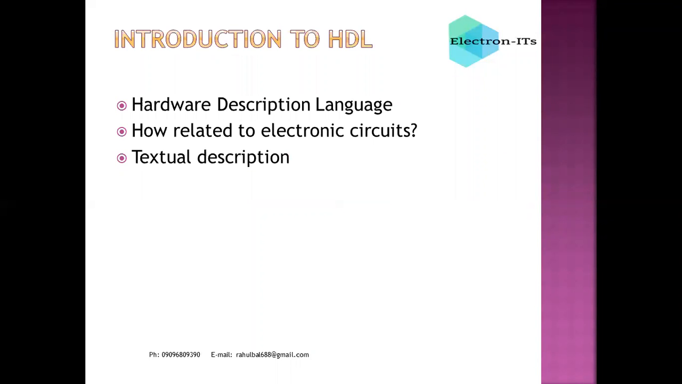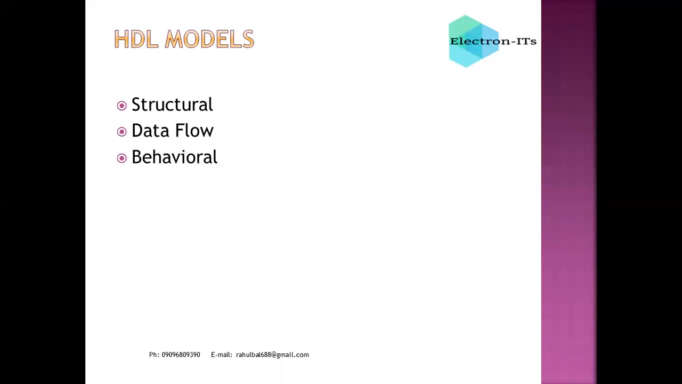Then we'll see what is HDL. It is specialized computer programming language used to capture the structure, functionality, and the data flow of electronic circuits. The HDL is a textual description consisting of expressions, statements, control structures, and a notion of time to model functionality. Verilog and VHDL are examples of HDL. Functional descriptions of hardware can be developed in HDLs using three different techniques: structural, data flow, and behavioral.